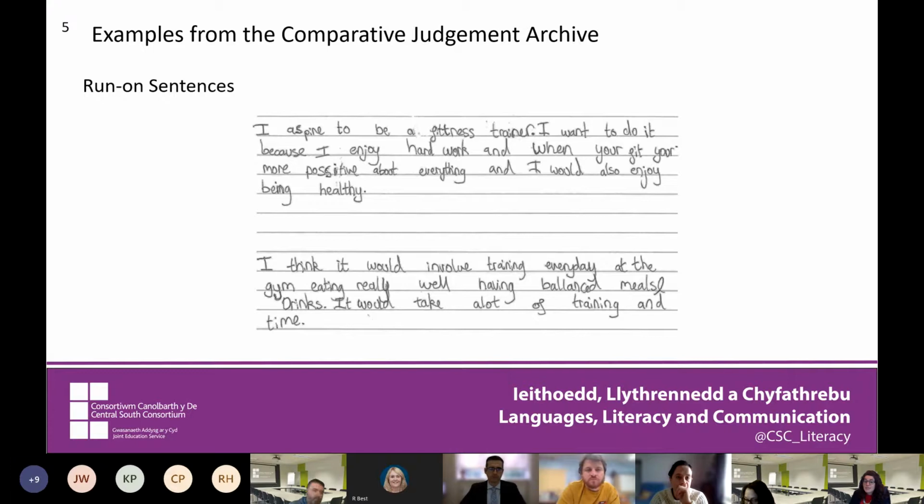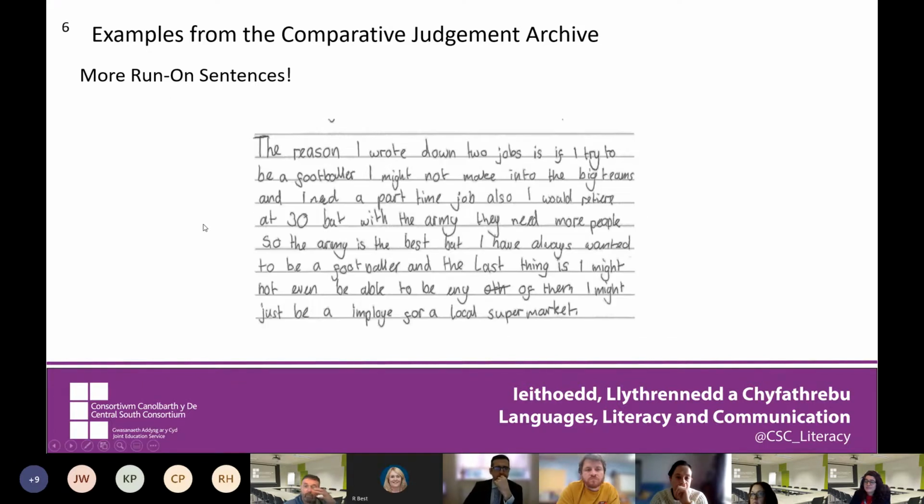So you can see that the pupil hasn't demarcated their clause using commas and full stops, and the sentences are relatively simple and unsophisticated. Let's look at this one. Just give you a few moments to read this example.